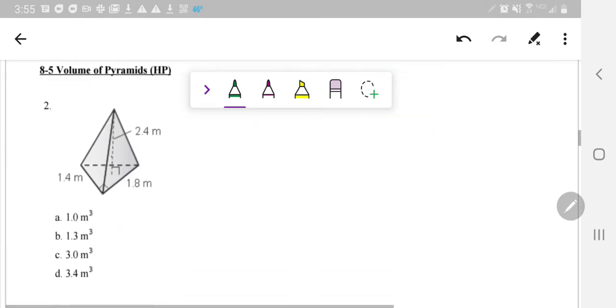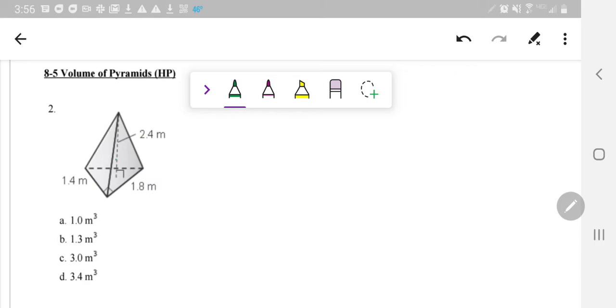Let's try the next one. All right, we have another pyramid. Obviously, this is the pyramid assignment. So now we're going to write the formula. So 1/3 big B little h, and we have to first fill in that B, and B is always the area of the base. And in this case, we have a base that is a triangle. So this one's going to be a little different than the previous one.